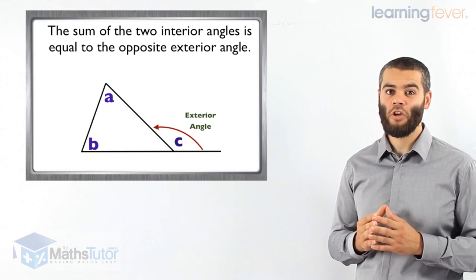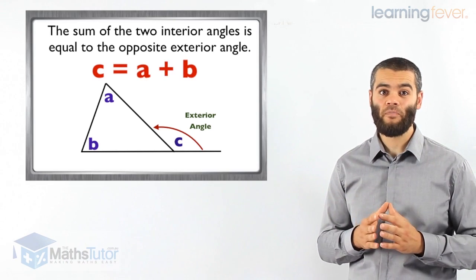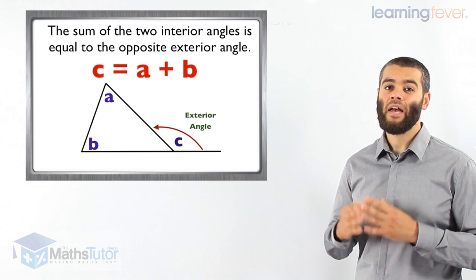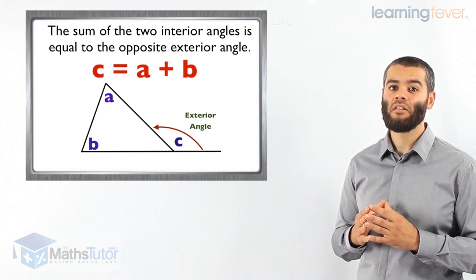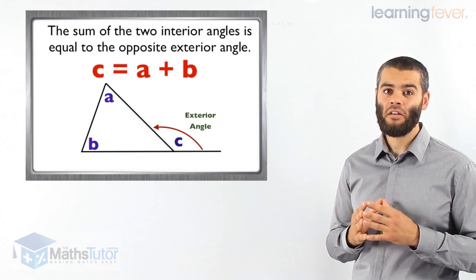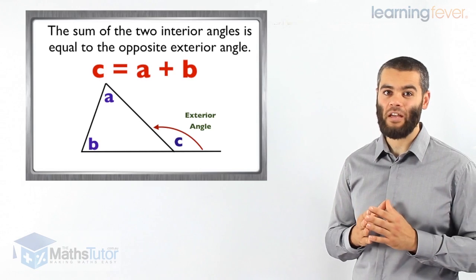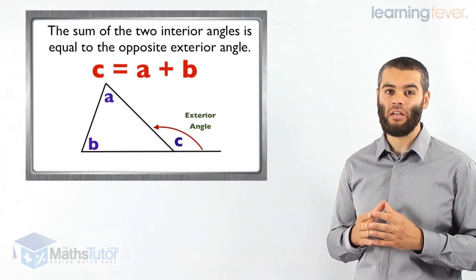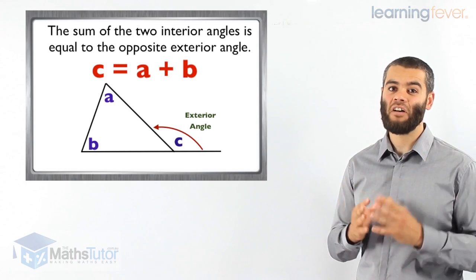So in mathematics, we write it like this. C, which is the exterior angle, equals A plus B. A plus B, the two interior angles opposite the exterior angle outside. When you add them up, they'll always add up to the exterior angle. So C equals A plus B. A and B added together will add up to C outside.